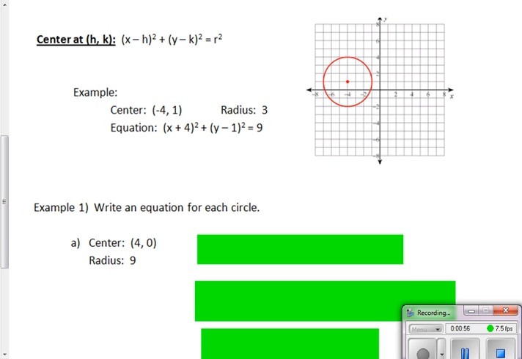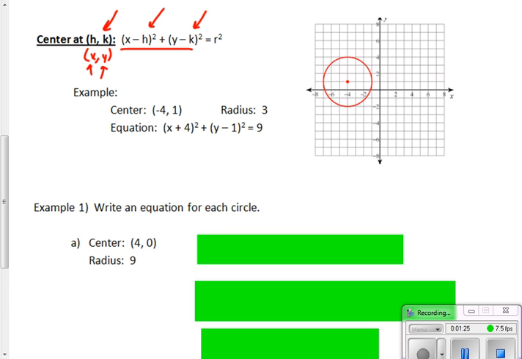Other equations of circles are for when you do not have the center point at the origin. So we use point (h, k). If you think about it as an ordered pair, h is x, and k is y. So something is happening to x, something is happening to y, and we're using the variables h and k. So here's the equation that you would set up.